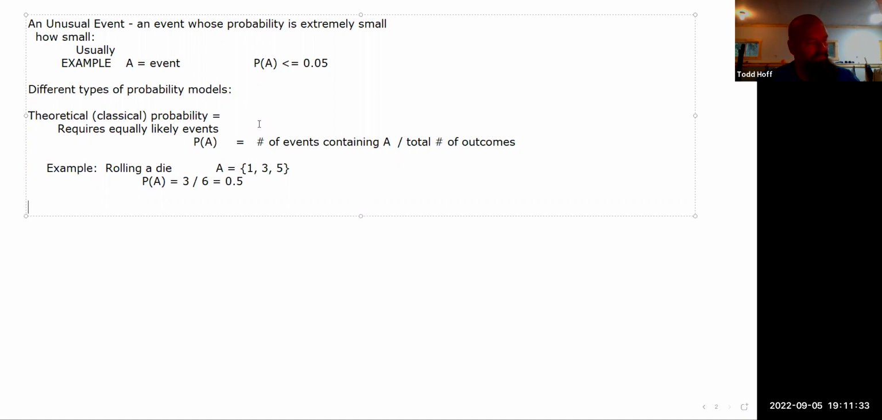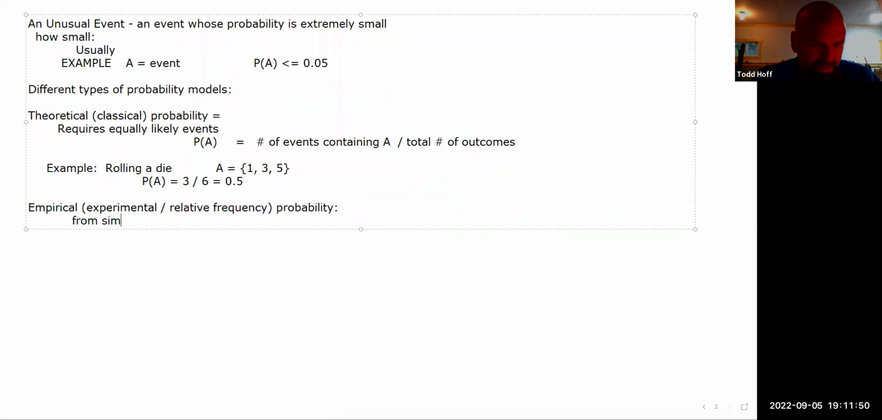Next, we have what this textbook, I believe, calls empirical probability, sometimes called experimental, or even relative frequency probability. And this is done from simulation or a high number of repetitions. So in this case, the probability of an event A occurring is equal to the number of times A occurred divided by total number of trials.